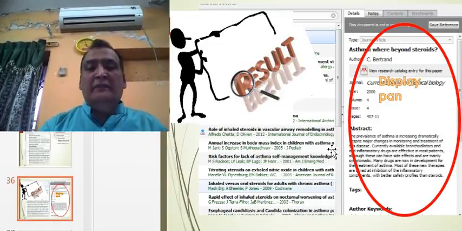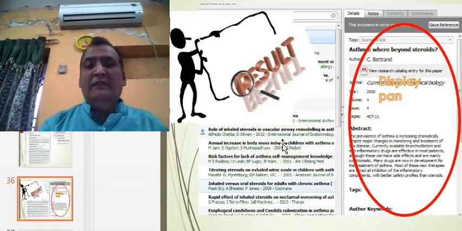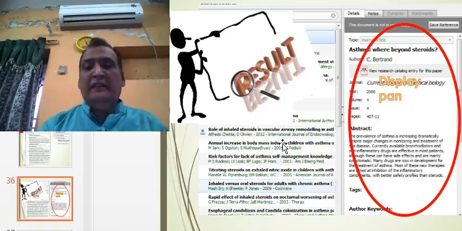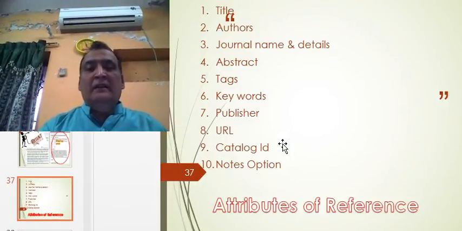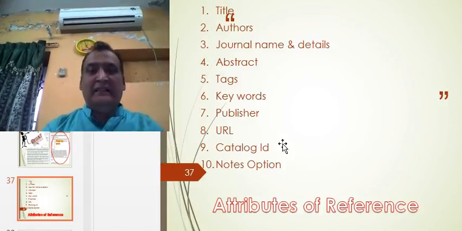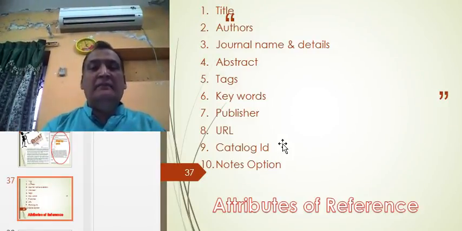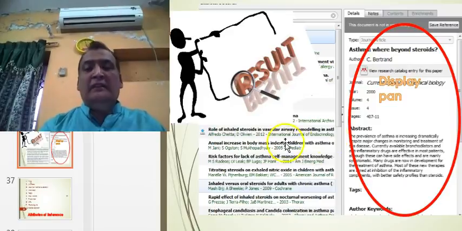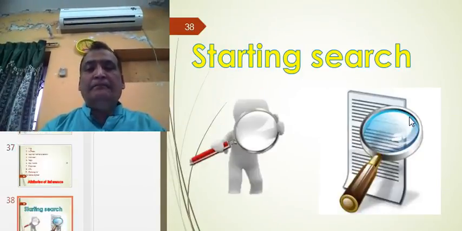The search pane will be having the results here, and if I click any of these references, as I'm doing this, there will be the display pane in which that reference will be seen. What will be seen in the display pane is title, author, journal name, abstract, tags, keywords, publisher, uniform resource locator, address, catalog ID, and notes option. These are all the attributes of the references as I am showing in this area here.